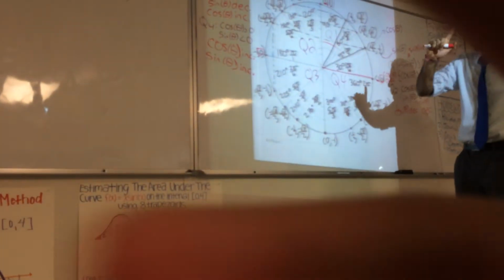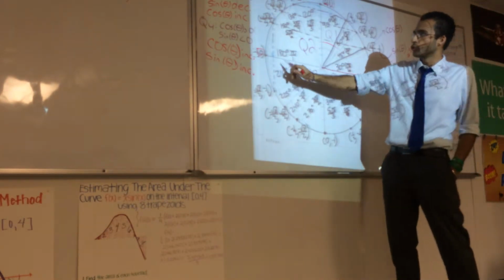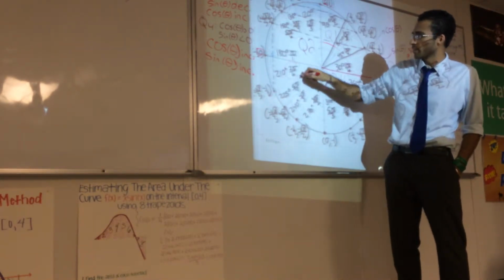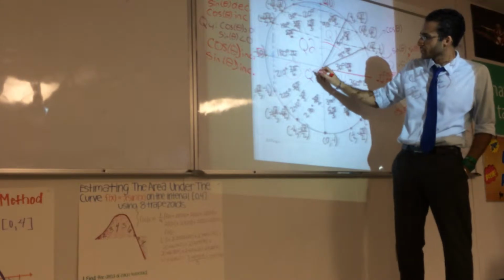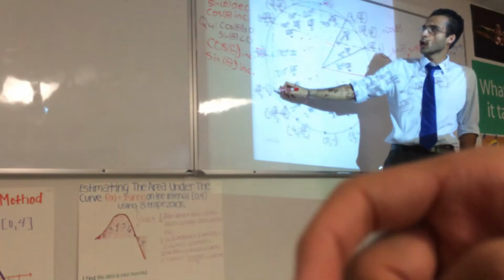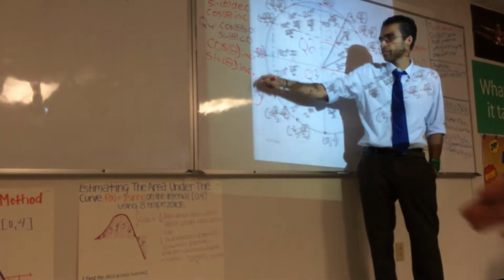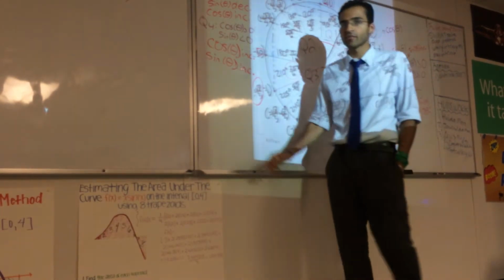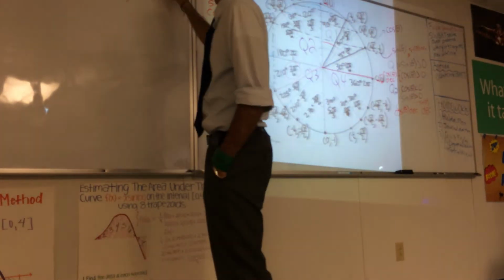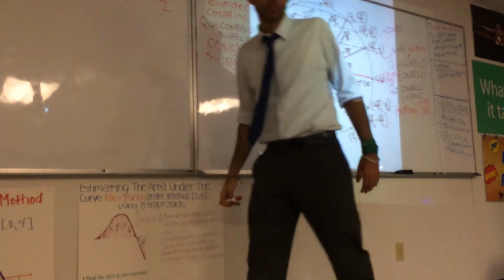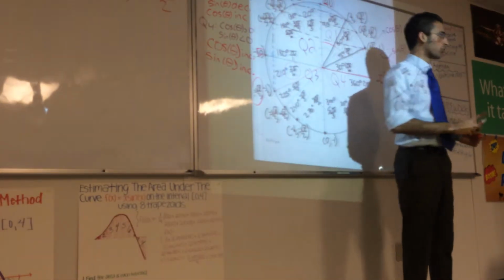Hold on one second. So you come over here to 7 pi over 6, that's right here. You draw this angle, and we want the cosine, so we want the x value, so we want negative root 3 over 2. We want negative root 3 over 2.